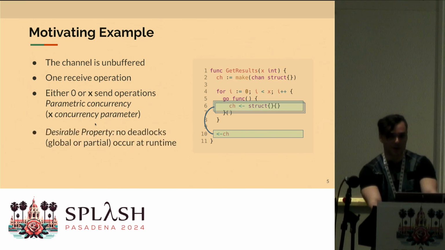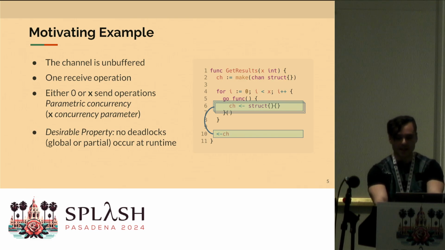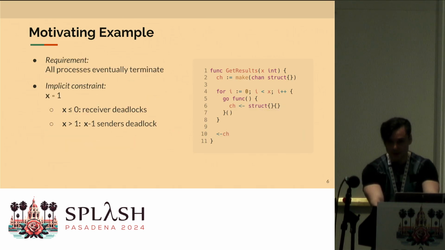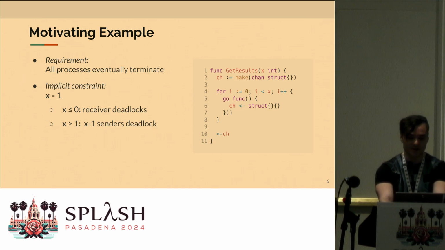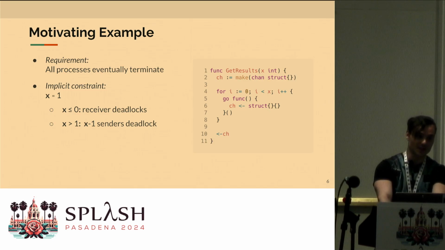Now, naturally, when you write a program like this, the desirable property is that it does not have any deadlocks occur at runtime. And is it the case here? Well, the answer is it depends specifically on concurrency parameter x. In this case, there is no partial deadlock in this program only when x is equal to 1. Any more or less, and either one of the senders or the receiver is going to deadlock.